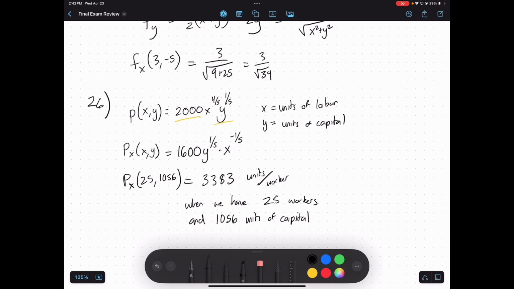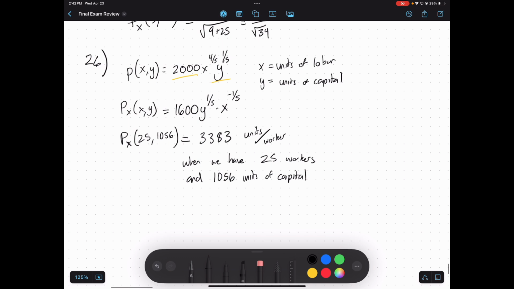So the other big thing here is we also have to recognize that with this rate, we're assuming that the units of capital is staying fixed. It's staying constant. We're not changing the units of capital. We're only potentially adding a worker. And that's what this rate represents. If I keep the units of capital fixed at 1,056 and I add one more worker, this is how many more units we're going to be able to produce. Everybody okay with that? Makes sense? Okay.